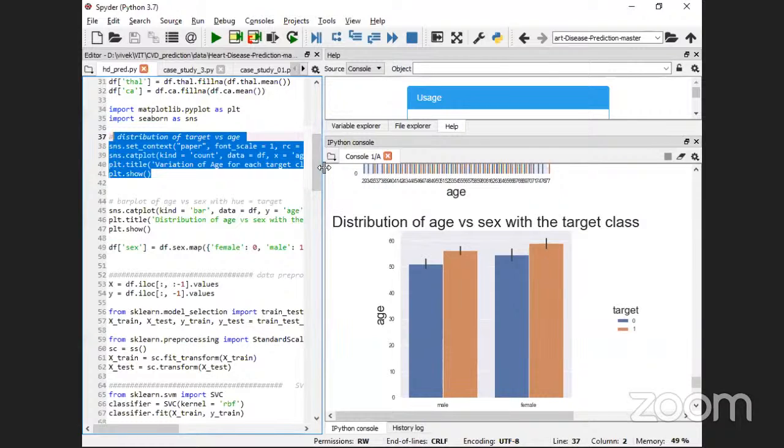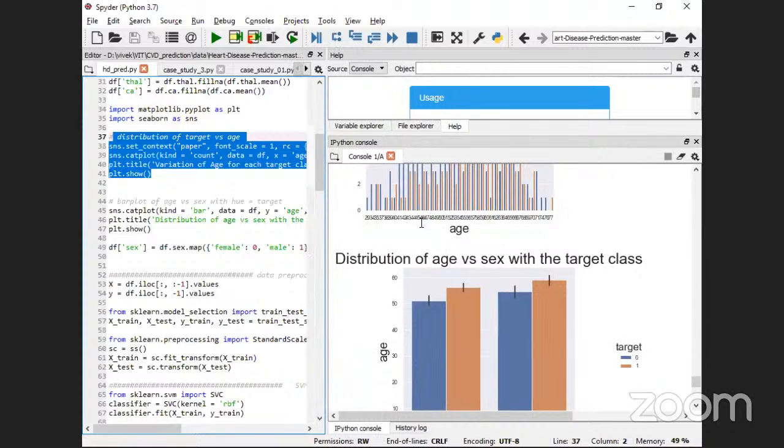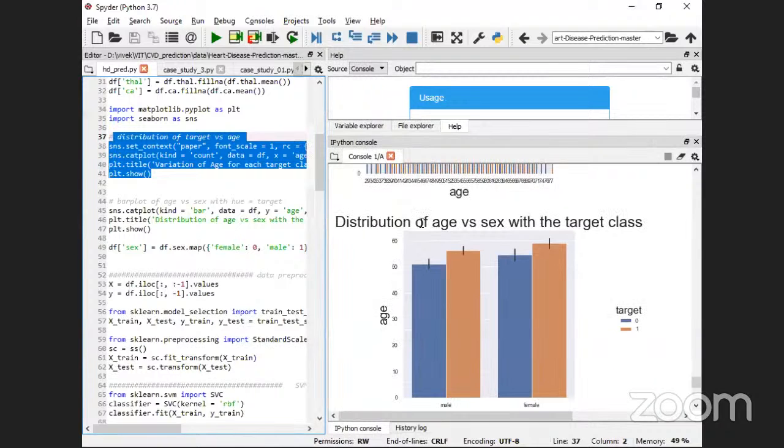Besides that, this is a simple analysis that has been given here with respect to the distribution of age and distribution of age with respect to male and female. And next, we go for applying different machine learning algorithms. And let us try to see how each algorithm predicts the disease and which algorithm is better compared with the others with respect to this data set.